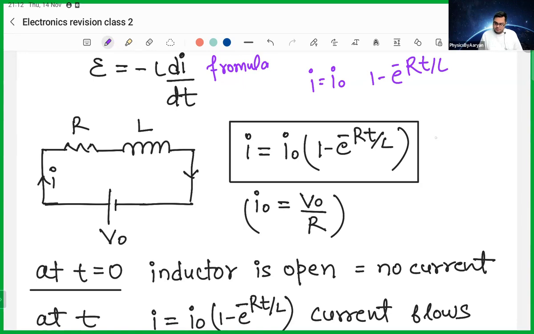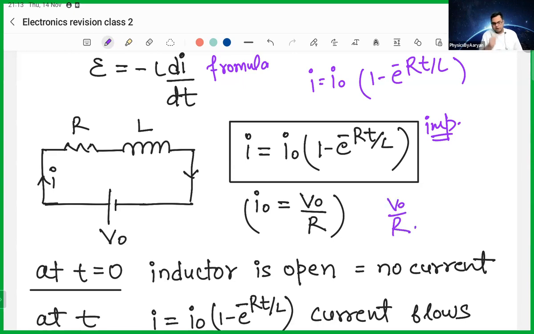So basically, in the capacitor formula, you had e^(−t/RC). In this, you have −Rt/L. Okay. So that is the formula that you have. This is also a very important formula, and that is how you go from a capacitor to an inductor, where I₀ is basically, using Ohm's law, V₀ by R.